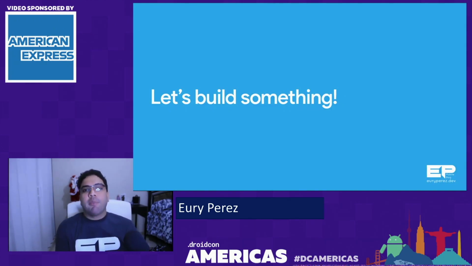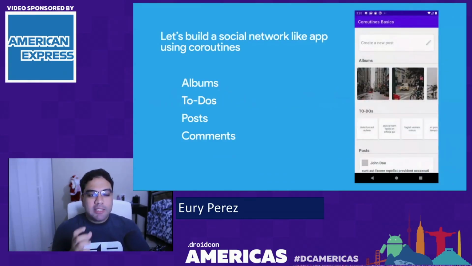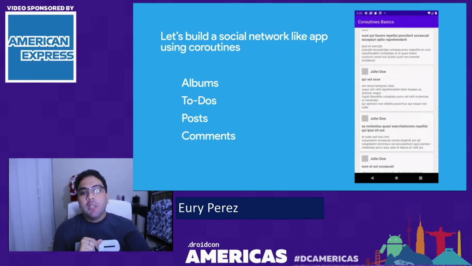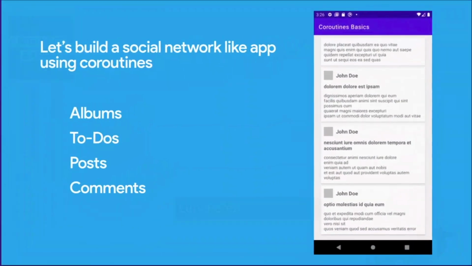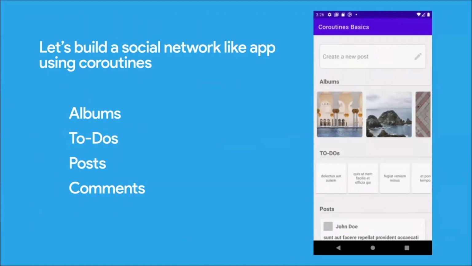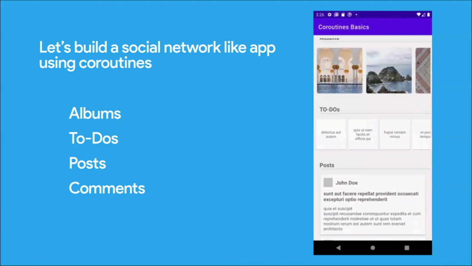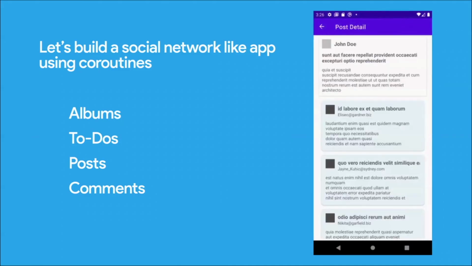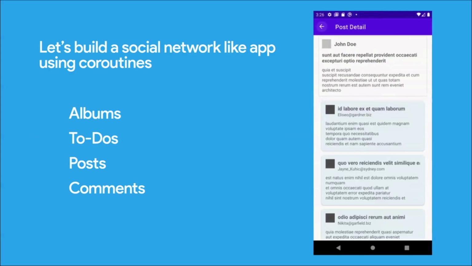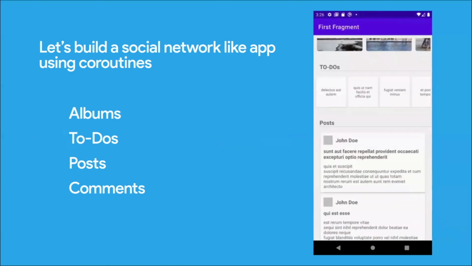Now let's build something to see the coroutines in practice. Let's see how this works. Let's build a social network like app using coroutines. I will be using a fake API page that I just found yesterday, to consume some fake endpoints.